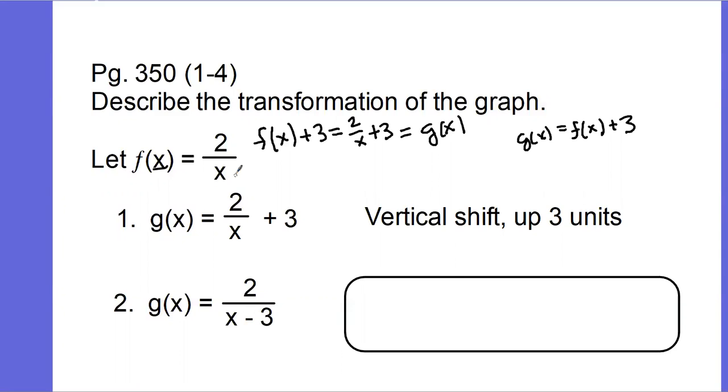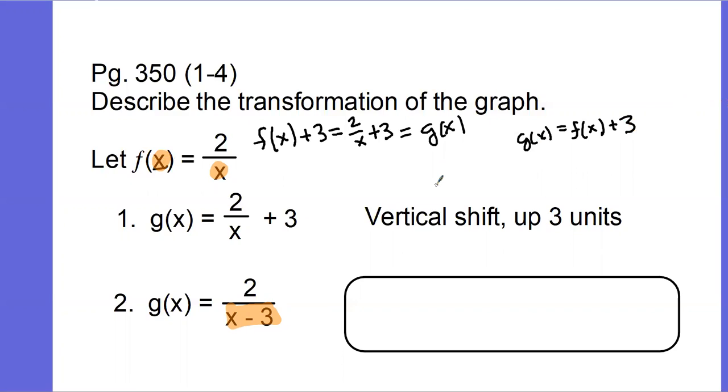So now the difference is that what once was an x down here in the denominator is now an x minus 3. So what would I do to f of x to change this x to an x minus 3? And focus on that idea. This is how I got the x down here. It's my input, right? So f of my input is equal to really 2 over my input. So how am I going to get x minus 3 down here? Well, I'm going to change the input.